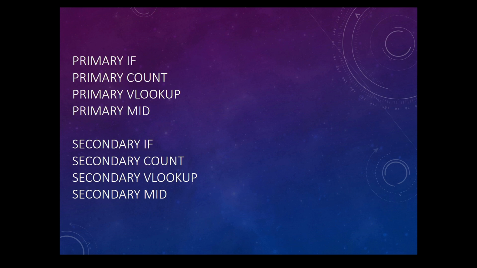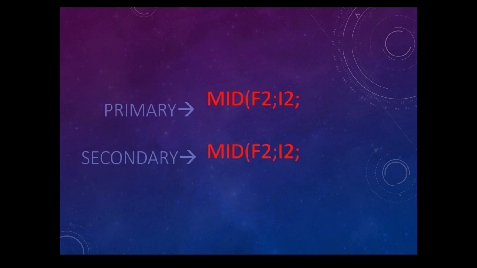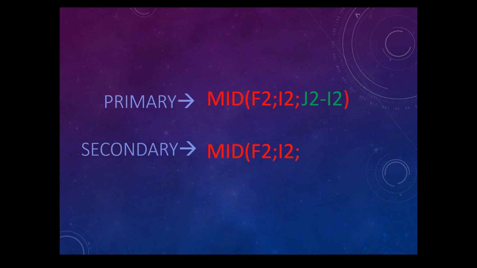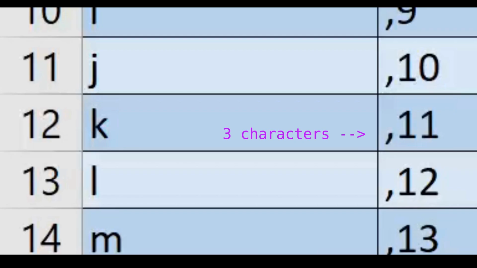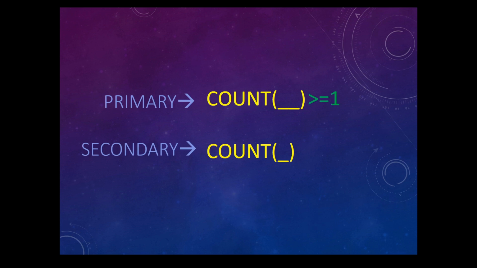Now let's compare each. The primary mid function extracts the characters depending on the positions of the commas. The secondary just extracts all the remaining text. It has a 3 because the longest character code comprises 3 characters. The primary count function counts how many error-free cells there are, which corresponds to how many characters are encrypted. The secondary count function checks if the following cell has an error or not.